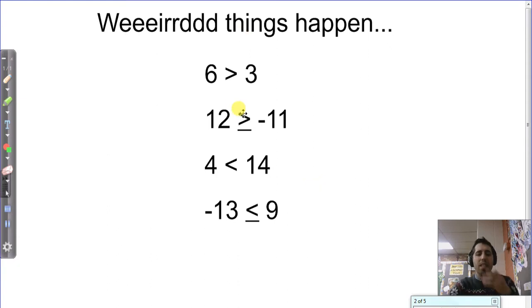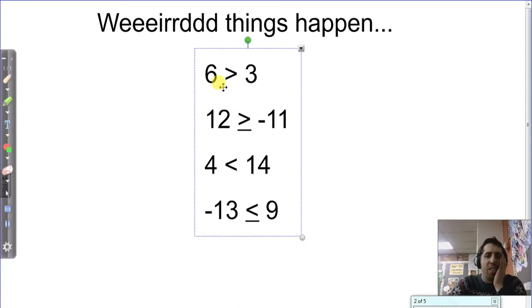For example, let's see. We're used to doing the same things to both sides of an inequality. And here I have four inequalities that are absolutely true. 6 is greater than 3, 12 is greater than or equal to negative 11, 4 is less than 14, and negative 13 is less than or equal to 9. I hope you all agree.